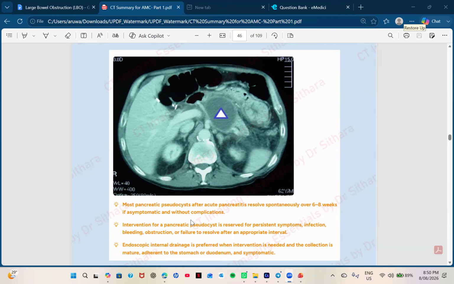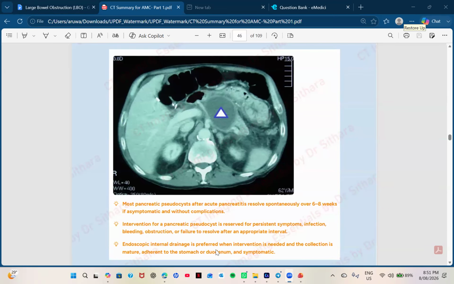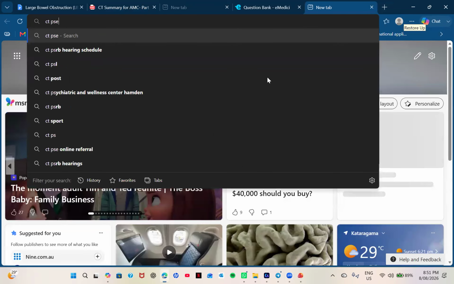If asymptomatic and without complications, intervention for pancreatic pseudocyst is reserved for persistent symptoms, infection, bleeding, obstruction, or failure to resolve after an appropriate interval. Because these are usually self-resolving, right? If it is not complicated. But if it is not self-resolving, you have to think about the management, right? Endoscopic internal drainage is preferred when intervention is needed, and the collection is mature, adherent to the stomach or duodenum, and symptomatic, right?